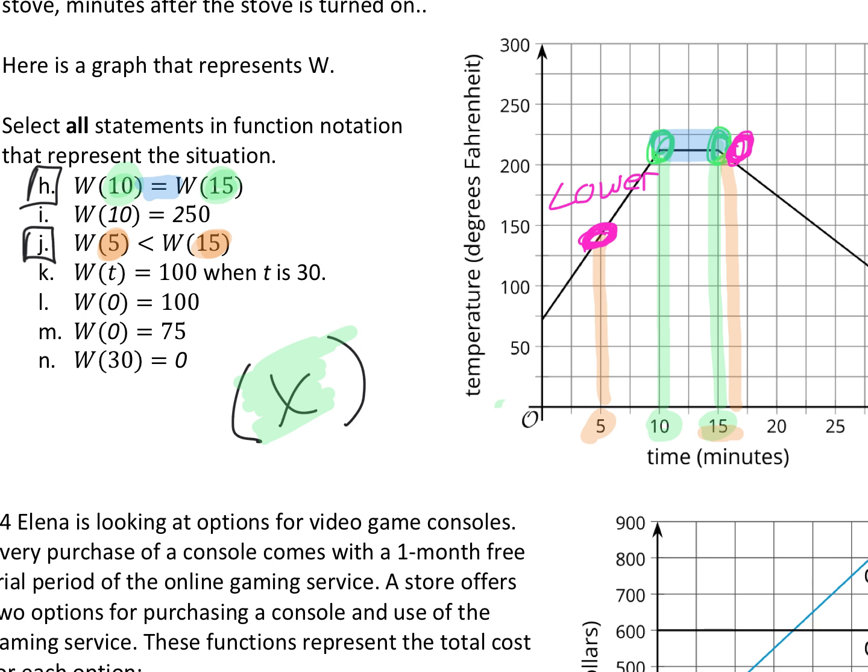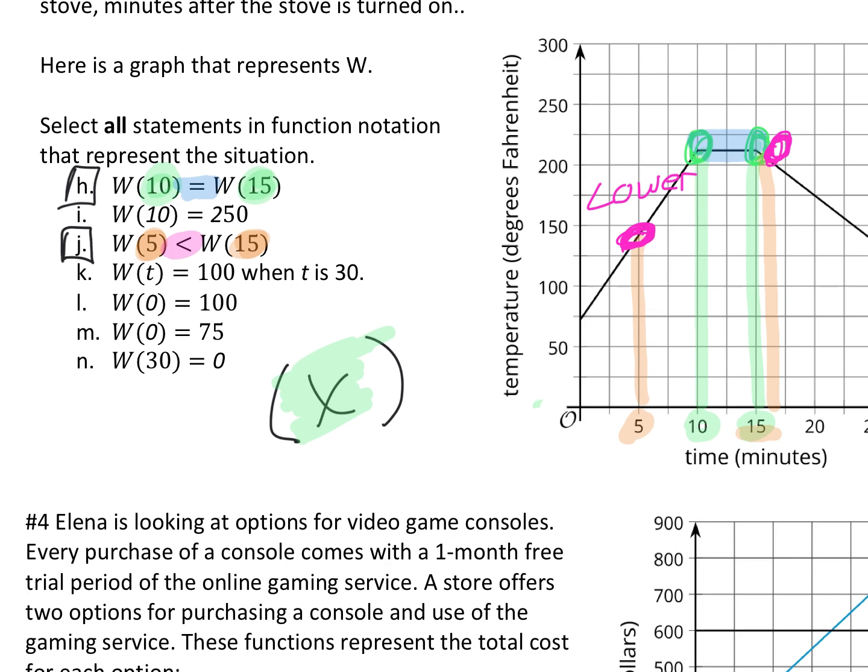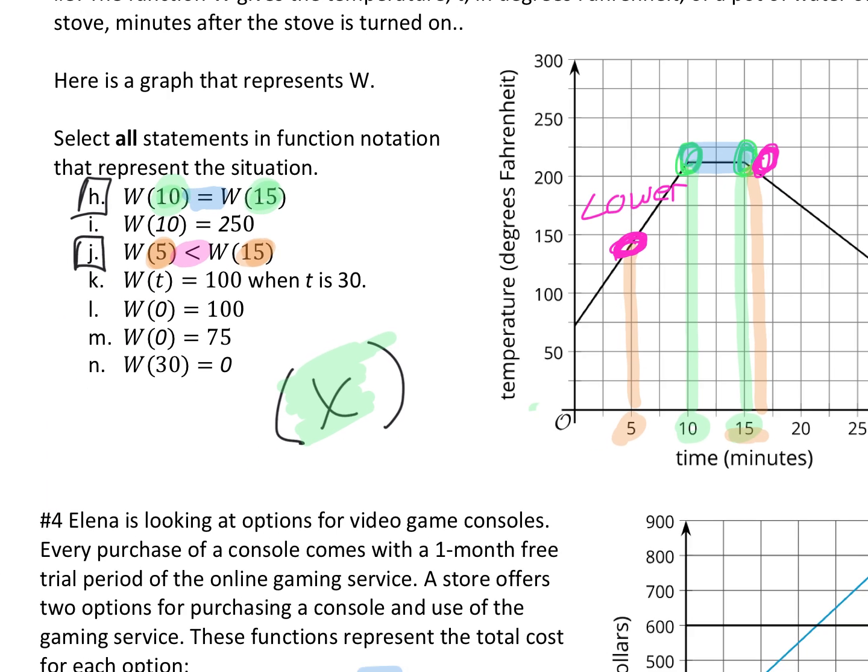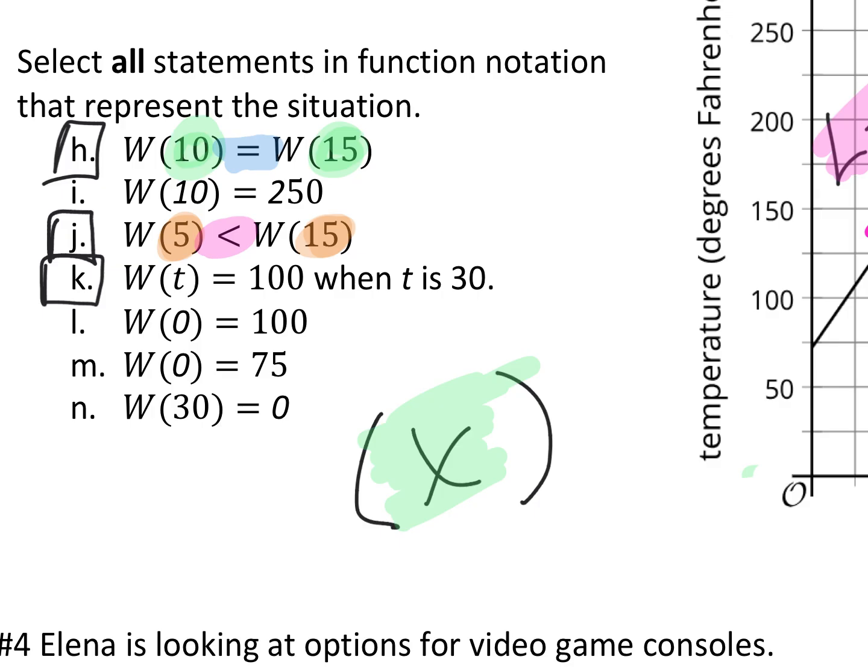So because it's lower, that means it's also less than, which means that J is correct, because W of 5 is less than W of 15 because it's lower. K is also correct. So the first part we need to look at is where it says T is 30.